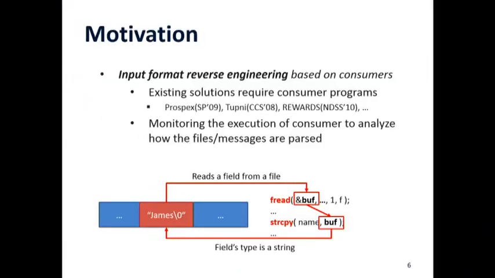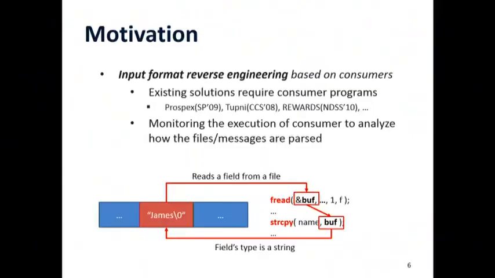Let me give you an example. We have a file that we want to analyze on the left side, and the consumer program that reads and understands the file on the right side. The consumer program first calls fread to read a field from the file. The field contains the string James here. Later, the program calls the string copy function, and one of the parameters is the buffer we just read from the file. At this point, we know that the buffer is actually a string type. Then we propagate this information back to the file field. So at this point, we know that the field from the file is a string type. This is how the existing input format reverse engineering technique works.